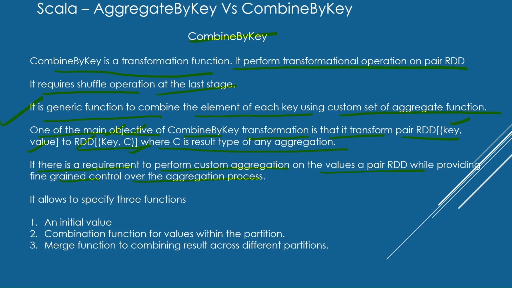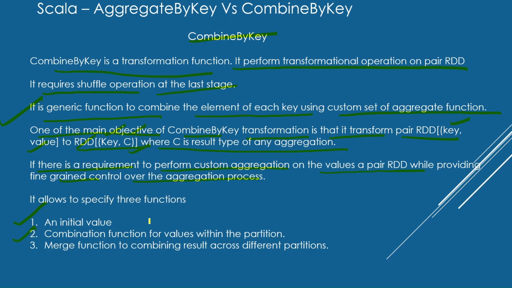So how can we perform the custom aggregation function? Generally we write three functions whenever we use combineByKey, and in those three functions we can write our custom aggregation logic. One is the initial value. What will the initial value do in the sequence operation? It will initialize the accumulator with 0 for each and every partition.